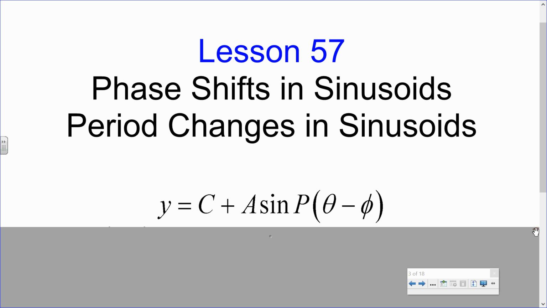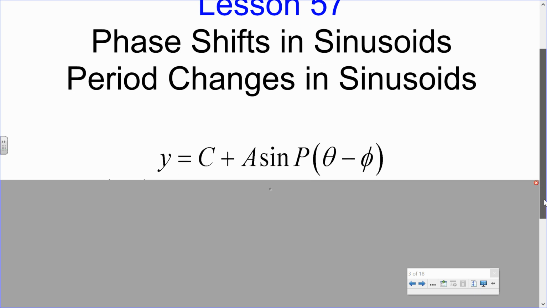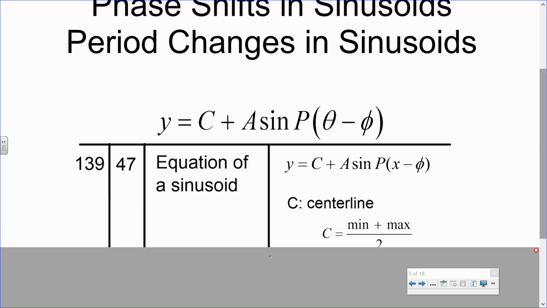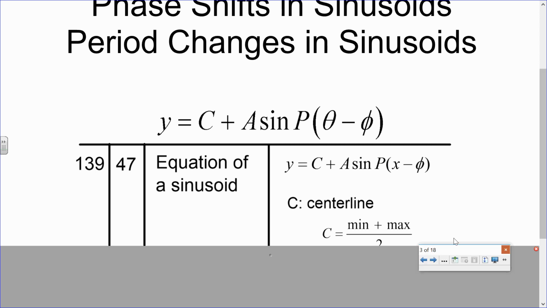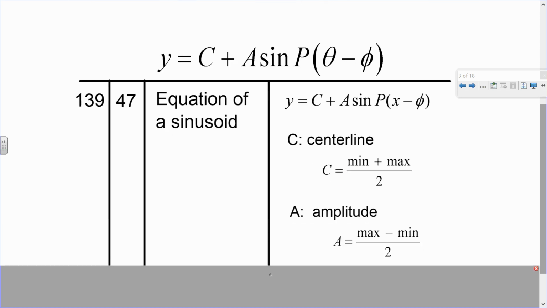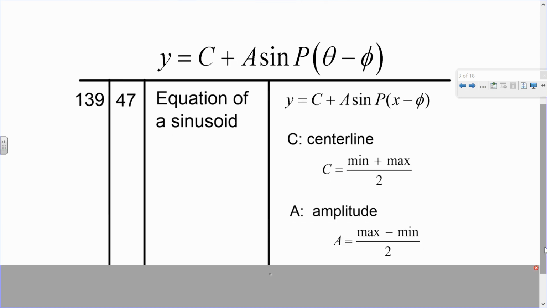So yesterday we did a little bit of a preview of this lesson. We're going to be talking about shifting to the left and right and changing the period, where we squish the sinusoid closer together and stretch it out more. You should already have in your notes from lesson 47 the complete equation for a sinusoid: y equals c plus a sine p, x minus phi. We've been using the centerline and amplitude parts of that formula quite a bit already.